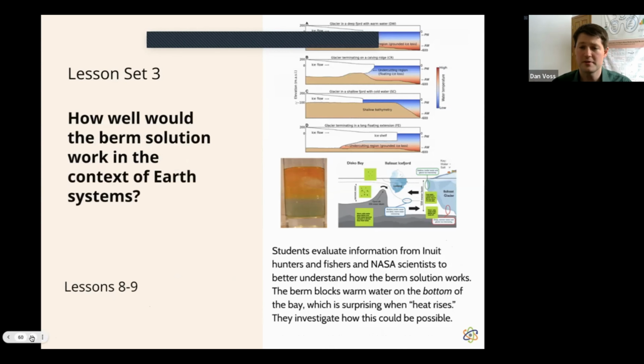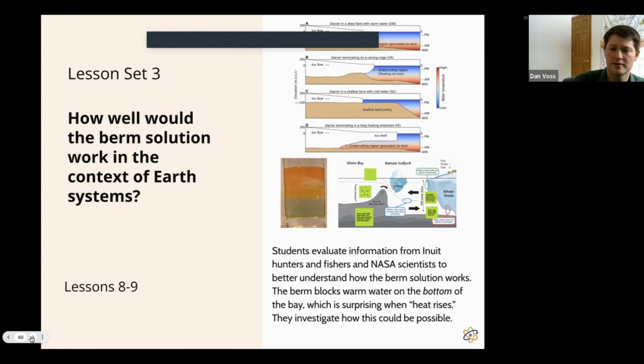Moving into lesson set 3, then, we're focused more specifically on the proposed berm solution, and explain that. And so students were looking at data from Inuit hunters and fishers, as well as NASA scientists, to better understand how this works. As I kind of hinted at, it's actually blocking warm water on the bottom of the bay, which is not where warm water is supposed to be. So this is a chance to investigate what makes that possible and kind of build a more complex high school level understanding of what's going on with density.